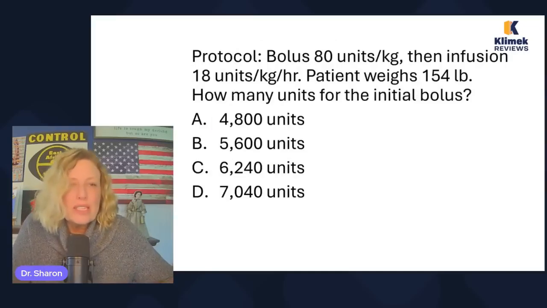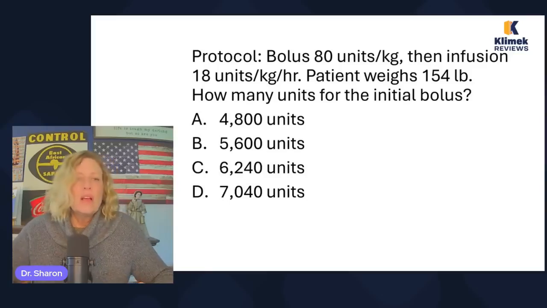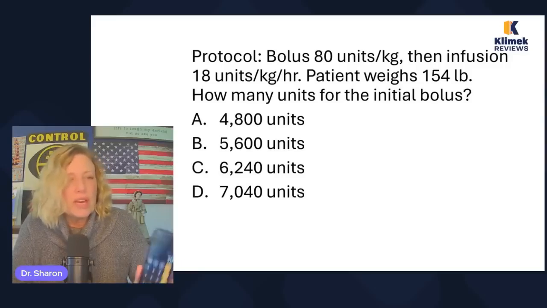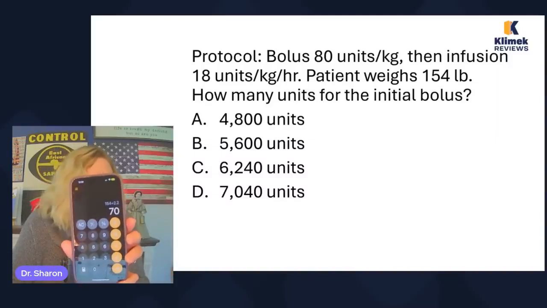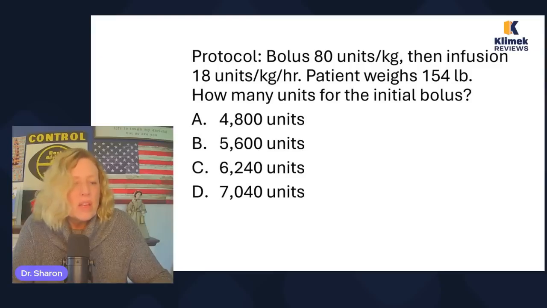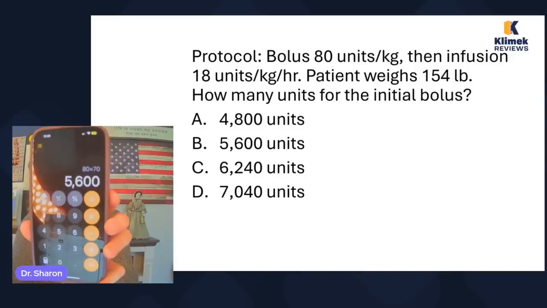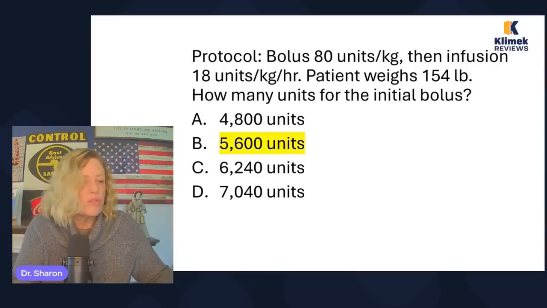Okay, here's a protocol. Bolus 80 units per kilogram, then infuse 18 units per kg per hour. Patient weighs 154 pounds. How many units for the initial bolus? All right, so this is a bolus question. So 80 units per kg. So they weigh 154 pounds, so we have to convert that to kg. So 154 divided by 2.2. 154 divided by 2.2 is 70. So they weigh 70 kg. So we multiply 80 times 70 and we get 5,600. So that's the correct order for the bolus.